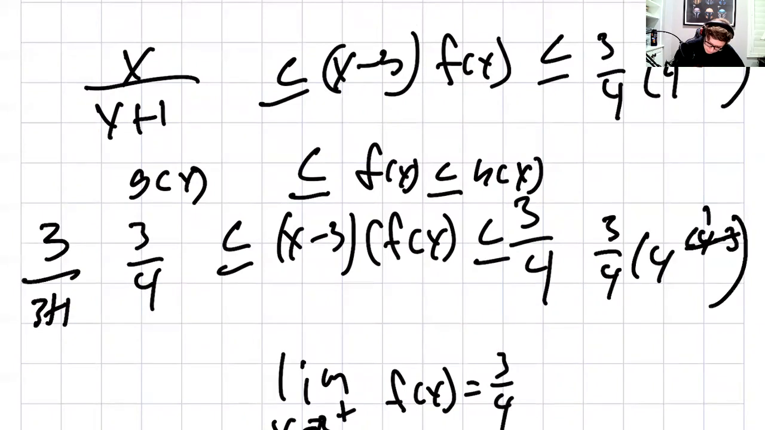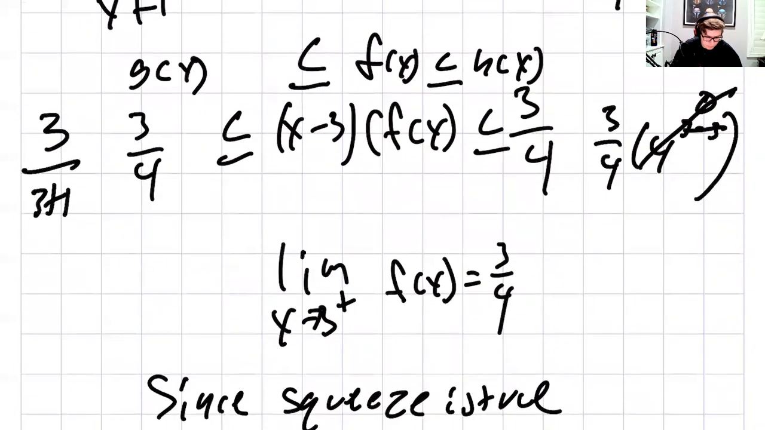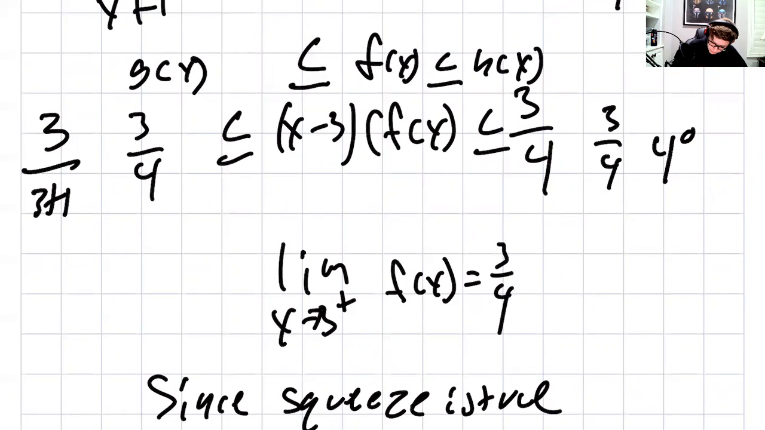Oh, I did that backwards. This should be a 3 here. 3 minus 3, which is 0, and 4 to the 0 is 1. I'm sorry. Completely messed that up. 4 to the 0 is equal to 1.